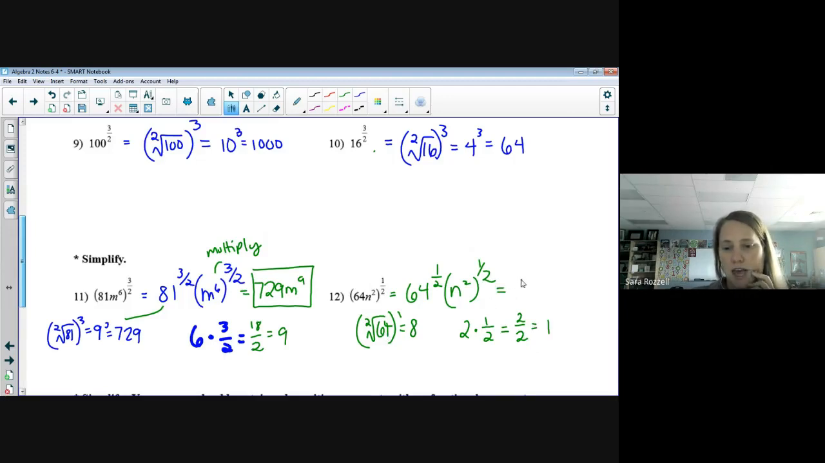So this becomes 8 to the 1st. Do we really need that 1 there for the 1st? No, it wouldn't be wrong though if you wrote it down. So how did we get this? We multiplied. And this part we wrote as our radical and evaluated it.